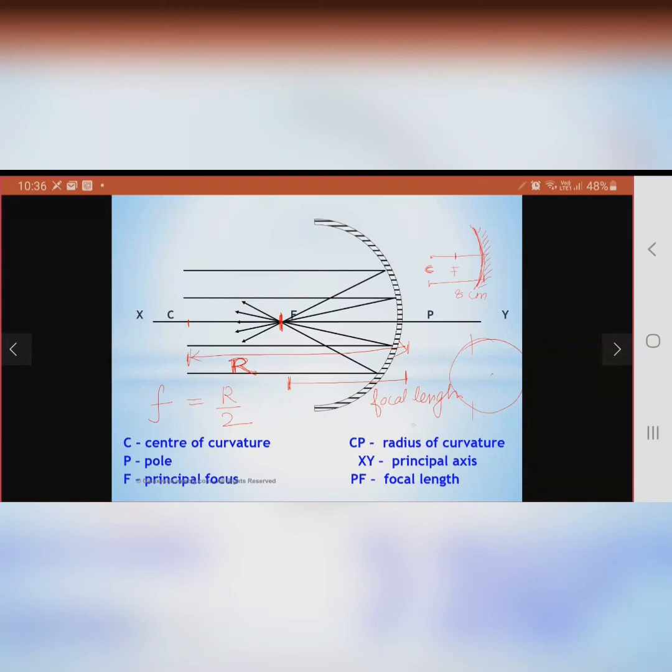So all these are some of the major definitions or terms which you need to know for your understanding of spherical mirrors.